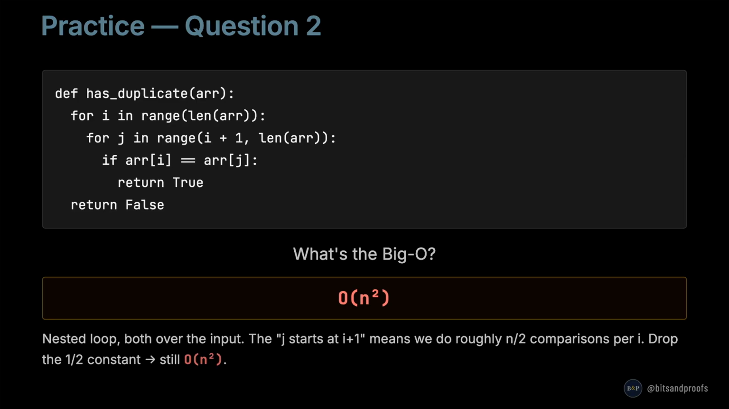Apply rule 1. 2 nested loops over the input. The outer loop runs n times. The inner loop starts at i plus 1, so it runs n minus i times. Total comparisons sum to roughly n squared over 2. That's where the wrinkle is. It's not exactly n squared, it's n squared over 2. But big O drops the 1/2 constant, so the answer is still O(n squared). The subtle wrinkle doesn't change the class, just changes the constant. And constants don't matter to big O.